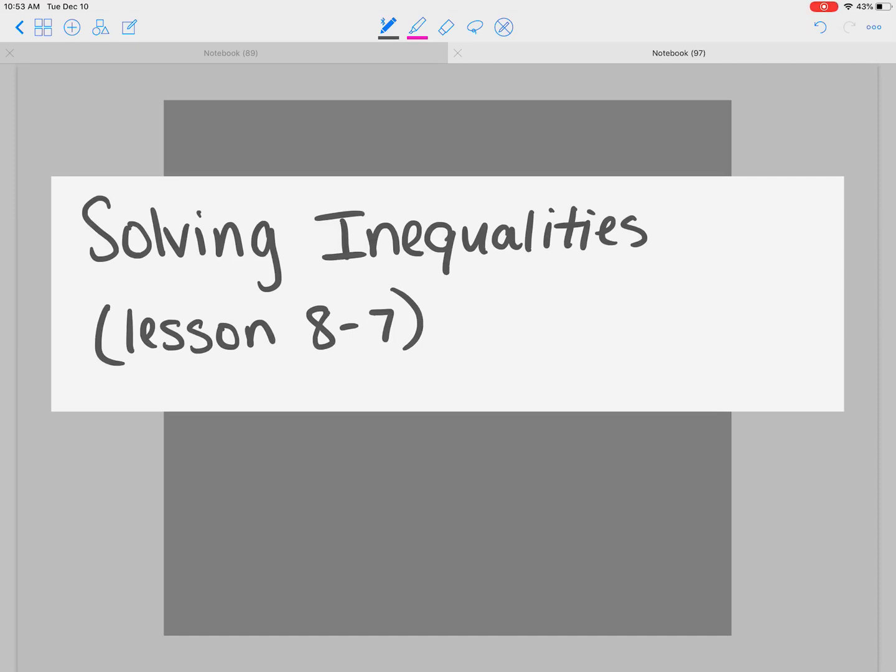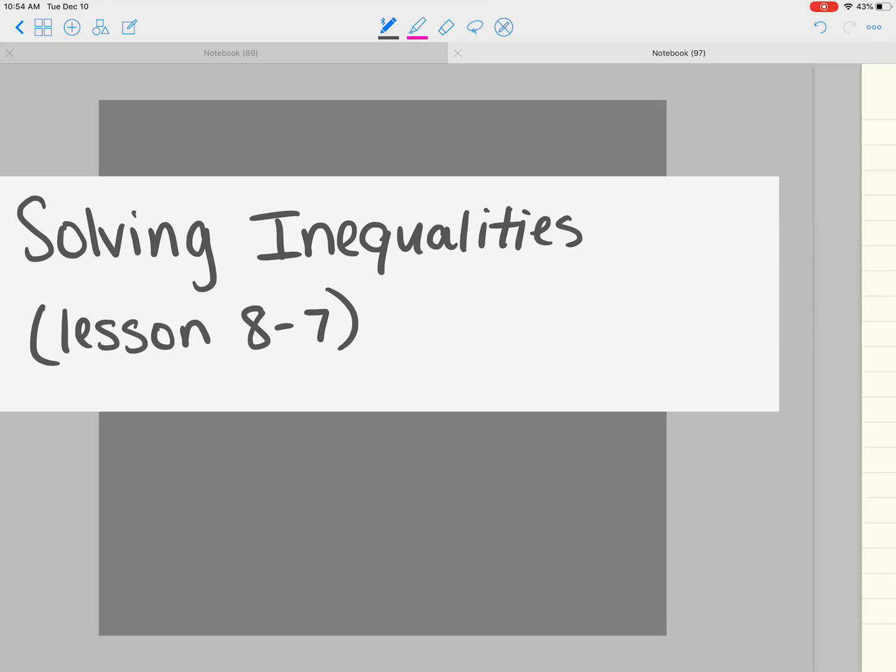Alright, today we're going to continue chapter 8. We're going to talk about how to solve inequalities. Yesterday we looked at how to work with inequalities, how to write out an inequality based off a verbal sentence, and we looked at how to graph those as well. Really, when you solve an inequality, it's the same idea as solving an equation, right?